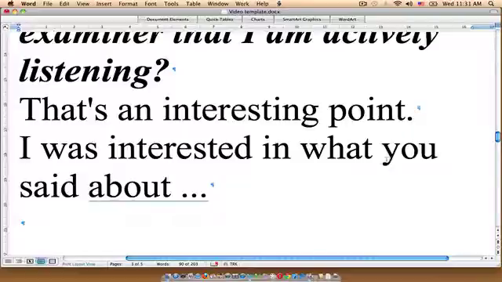"I was interested in what you said about." Now, this could be a phrase that either the student or the examiner might say. But if the examiner is talking about something and you want to engage in the conversation, you might use a phrase like this to talk about something the examiner had brought up previously. So, I was interested in what you said about, and then whatever, and then maybe you could even ask them a question at this point too.